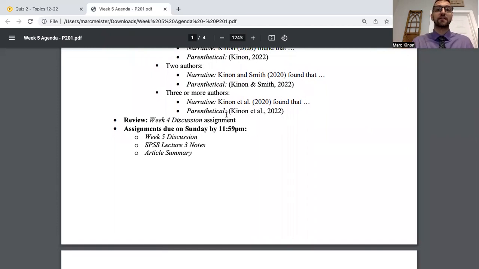If it's three or more authors, you could just do Kinnon et al. 2020, found that. Parenthetical, Kinnon et al., comma. So you see how it is. And what does et al. mean? It means "and all."